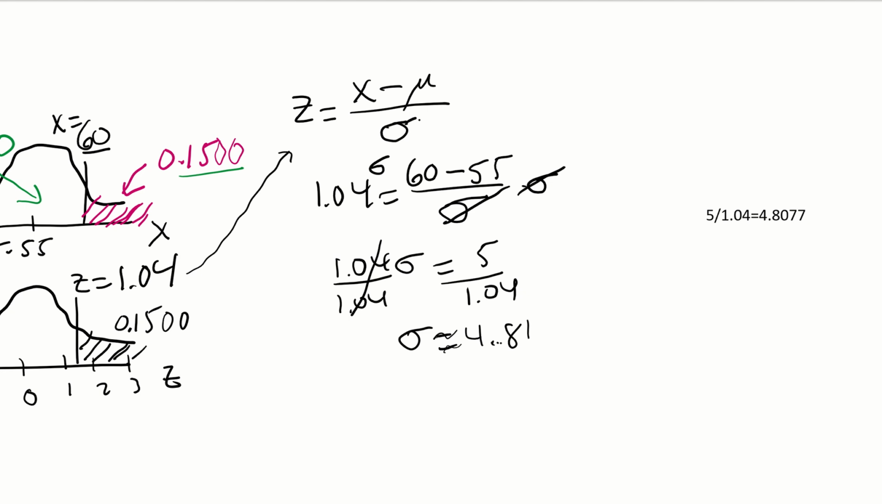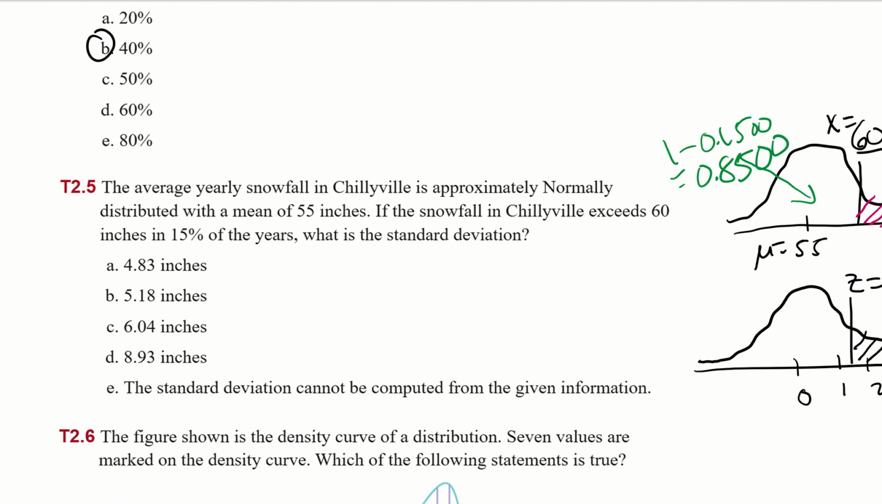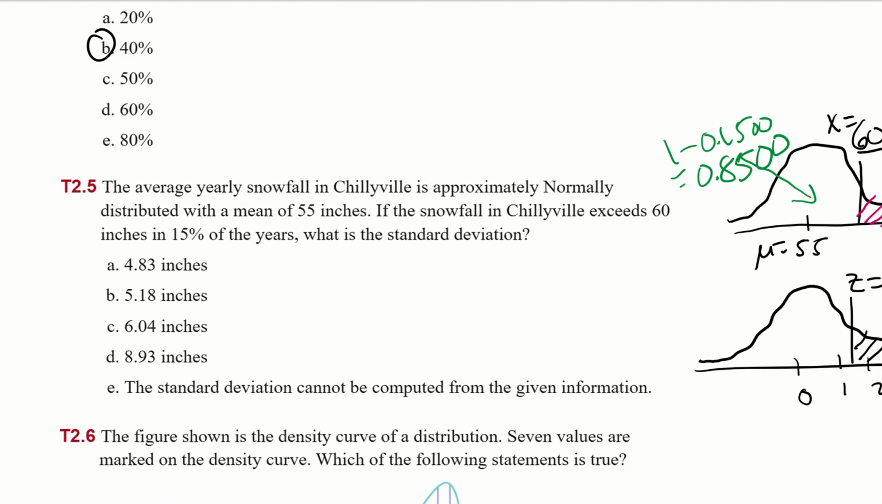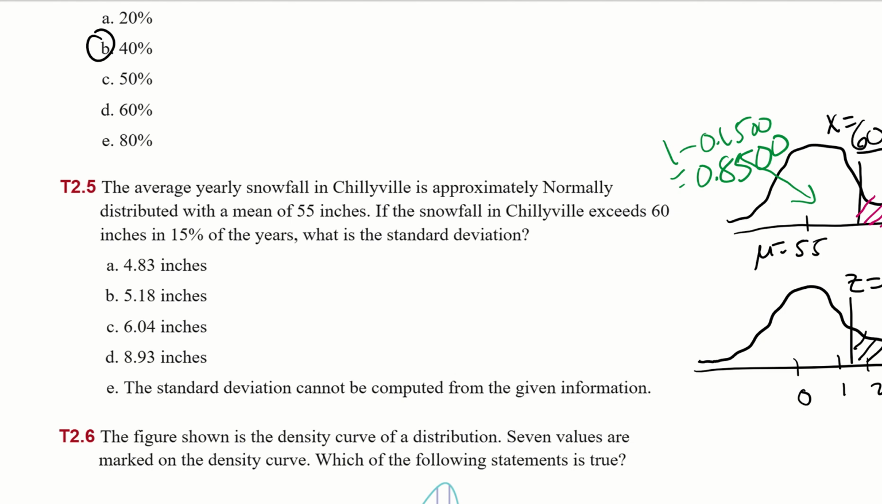Okay, and then we'll see which one that matches up with. So 4.81. They got about 4.83, so yeah, that seems to be the closest. So it's got to be A.